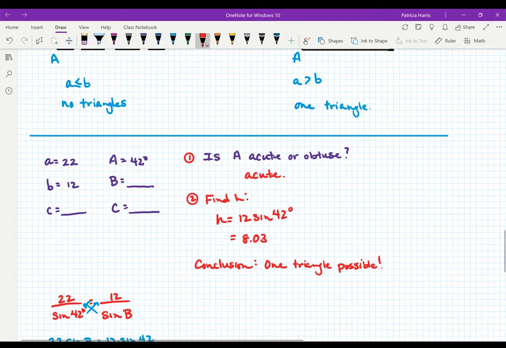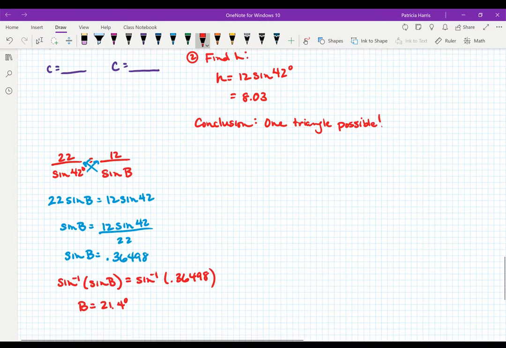So now, if I know one angle is 42 and another angle is 21.4, then I can find my third angle. So let's go over here.